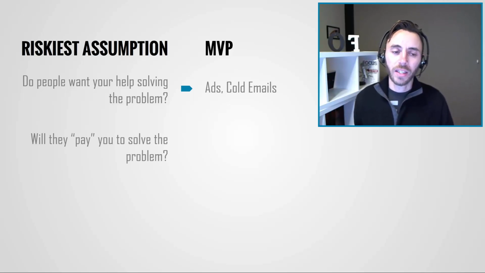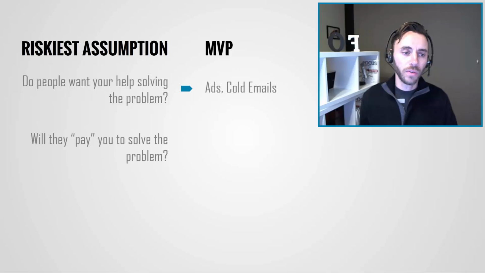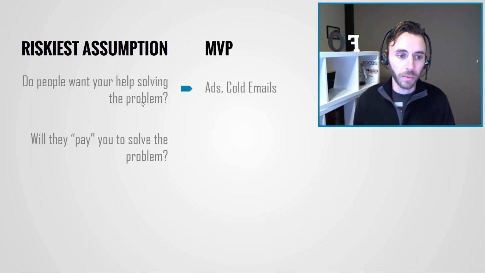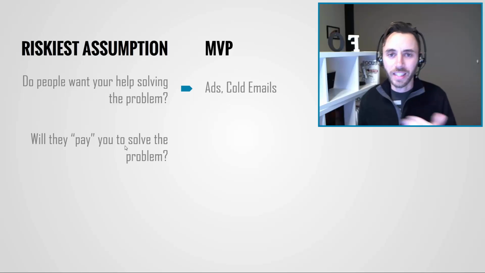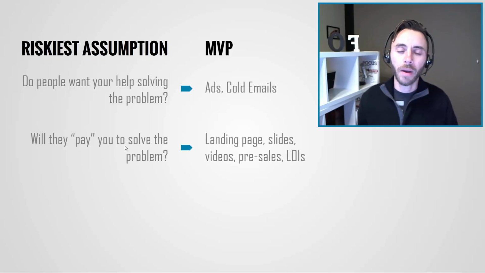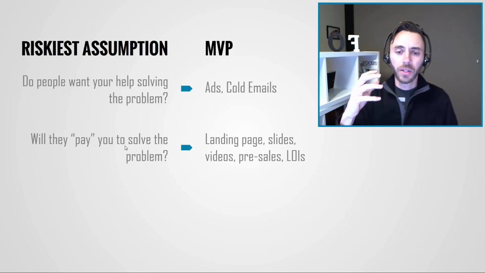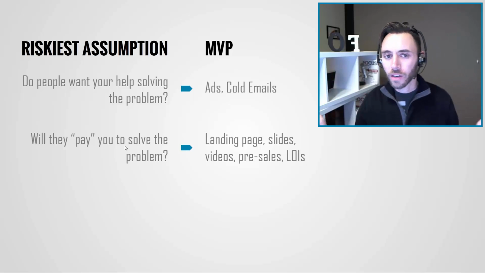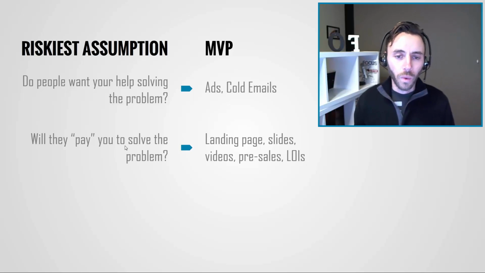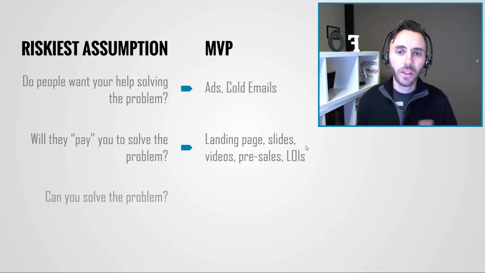If you have a different risky assumption, like, okay, we've confirmed that people want your help solving the problem, will they pay you to solve the problem? That can be a different kind of risky assumption. So for that, there would be a different type of MVP. Here you might use landing pages or slide decks or videos or pre-sales or letters of intent. Once you validate this with an MVP, then you would move on to another risky assumption.